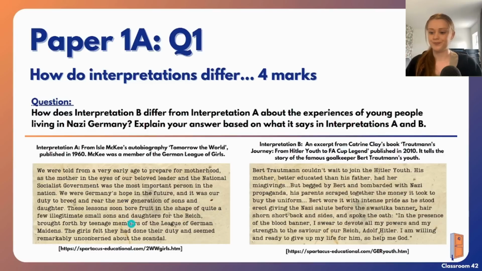Then interpretation B is an excerpt from Katrine Clay's book, Trautmann's Journey, and this looks at the story of a famous goalkeeper, Bert Trautmann. And this interpretation talks about how Trautmann was really excited to join Hitler Youth, and he was really proud to be in his uniform and to be swearing loyalty to Hitler.